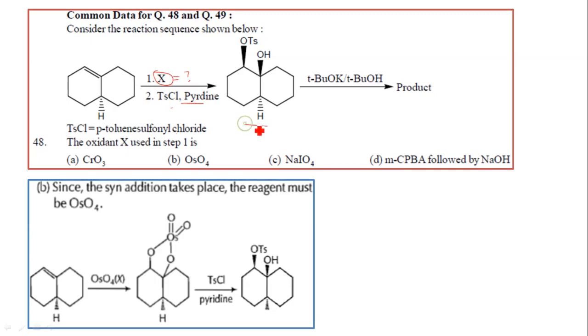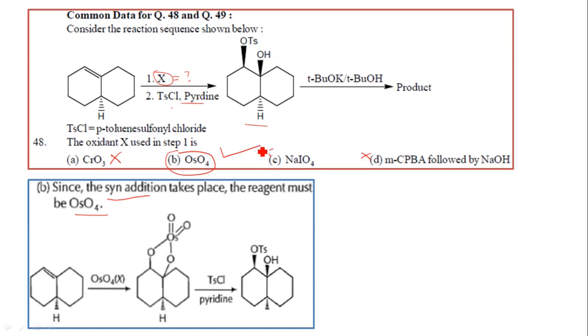Here you see the options. Osmium tetroxide gives a syn addition. The reagent must be osmium tetroxide, not mCPBA, that is meta-chloroperbenzoic acid, a perbenzoic acid. This is ruled out, and NaIO4 no, CrO3 is not, because they are asking for syn addition. Hence option B is correct.